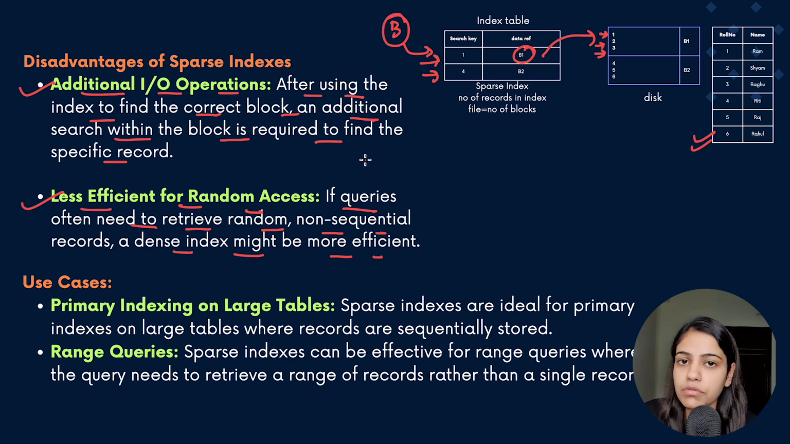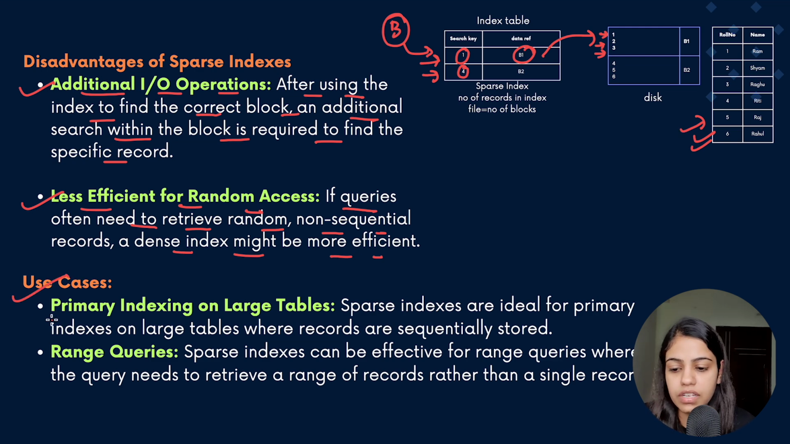Sparse indexes can't be used there because a sparse index generally works on an ordered set of data, because here we are only providing the entry for the first element which is present in our block, right? So here we can't provide any non-sequential or non-ordered data. Whenever we want to perform any retrieval on non-sequential or non-ordered data, we use the dense index, because the dense index has an entry for each and every record which is present in these blocks or in this table. So in that case, we can do random access for a particular data item.